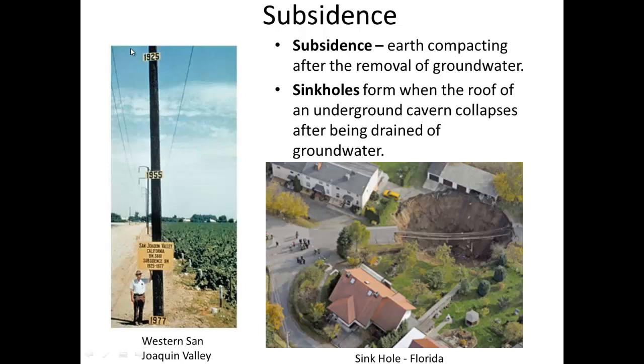Here's an example of subsidence. This is the San Joaquin Valley. There's an electrical pole here. So in 1925, you can see the level up here. You can see the level in 1925 where the land used to be. So if that man was standing there in 1925, he would have been standing right there.